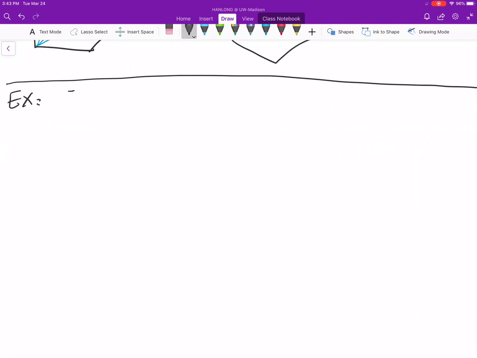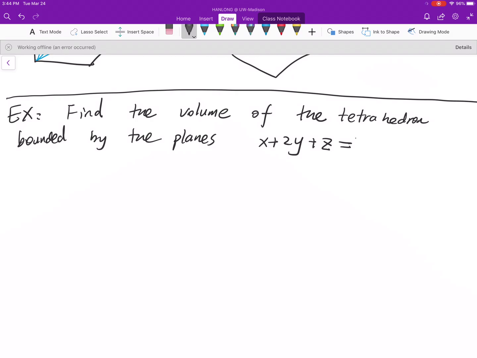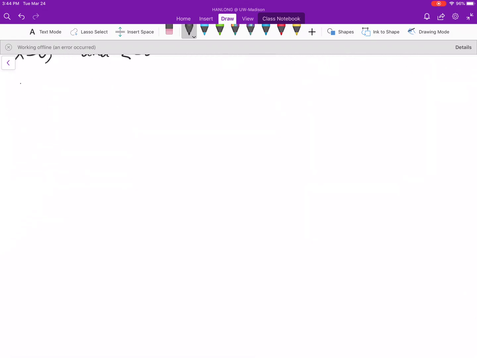So the problem is like following. So find the volume of the tetrahedron bounded by the planes x plus 2y plus z equals 2, x equals 2y, x equals 0, and z equals 0. Solution. So first, let's draw a picture.